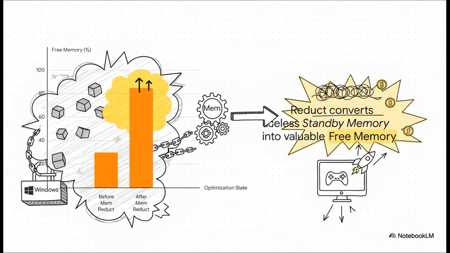So this chart right here really shows you the magic. On the left, in the before bar, you've got this typical situation where Windows is hoarding all this useless standby memory, starving your games and apps of the free memory they desperately need. But then, after Reduct does its thing, look at that after bar. It just grabs all that junk memory and, bam, converts it back into valuable, usable, free memory. You get an instant performance boost you can actually feel.